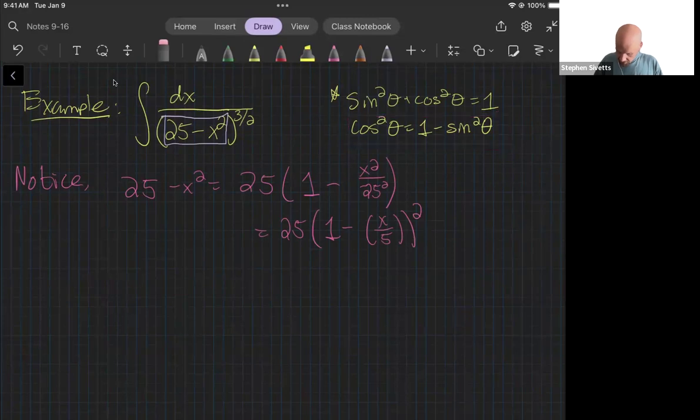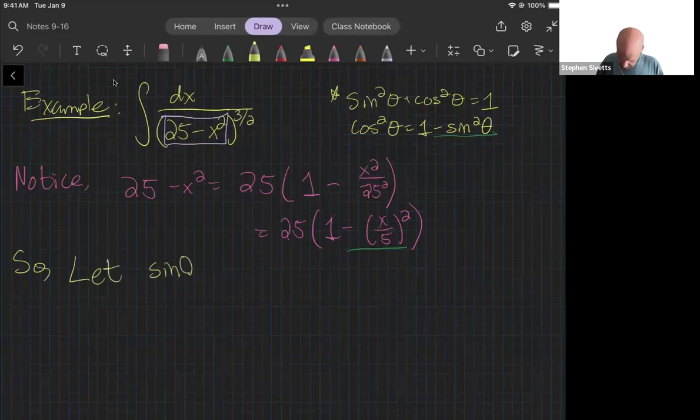So once again, we have this relationship. There's a 1 in each of those terms. And also, if I match up term by term, we have a minus sine squared theta and we have a minus (x over 5) squared. I should write the squared in here. So from here, let sine theta equal x over 5.